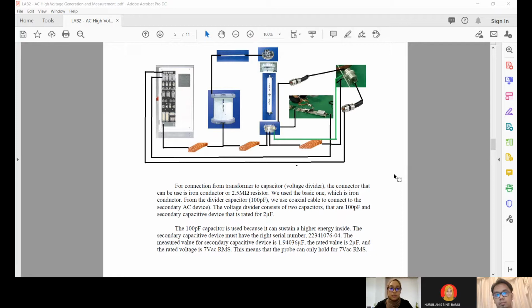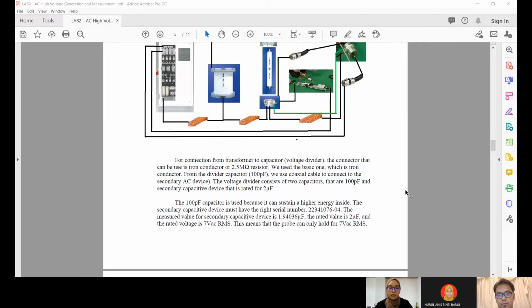The secondary capacitive device must have the right serial number, that is 22341076-04. The measured value for the secondary capacitive device is 1.94036 microfarad. The rated value is 2 microfarad and the rated voltage is 7 VAC RMS.